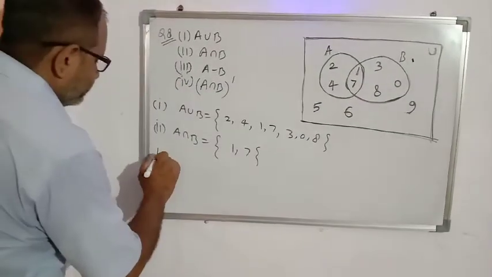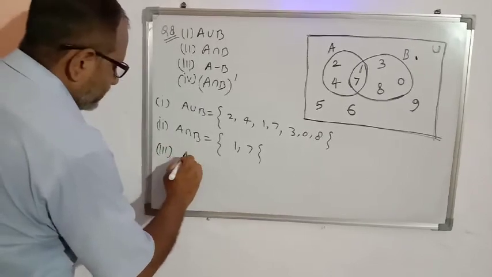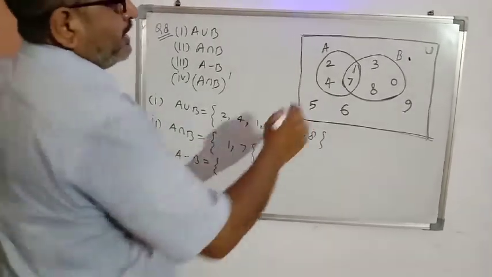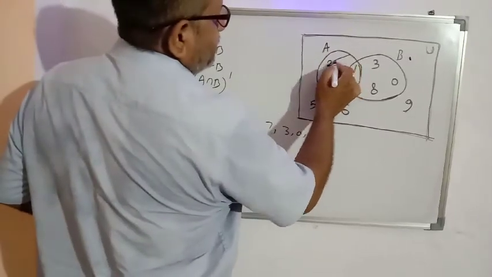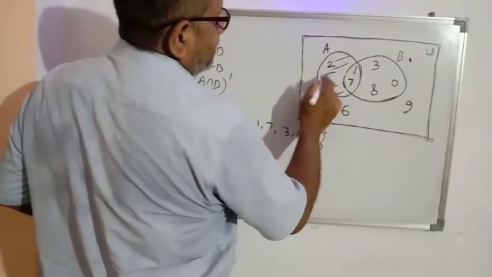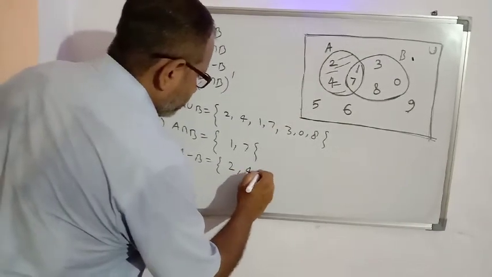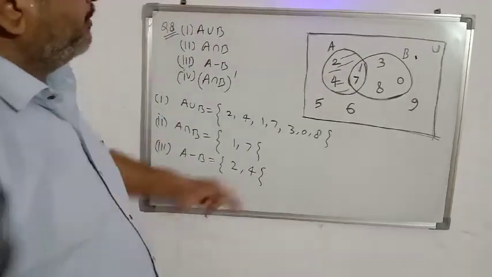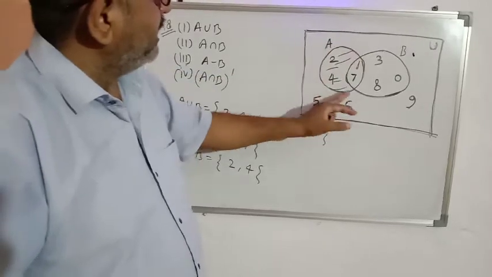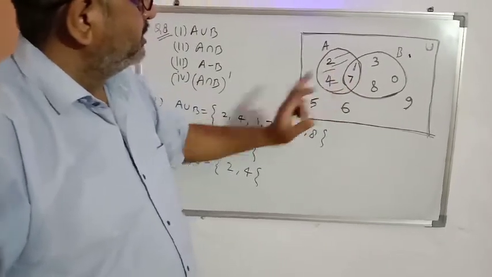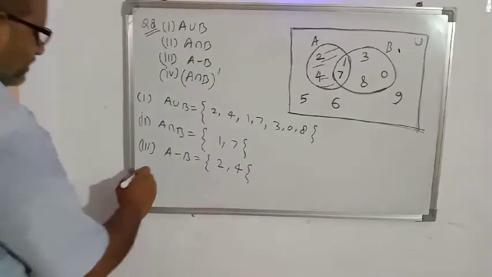And third one, A minus B. So what is A minus B? A minus B is this region. This is A minus B. So 2 and 4. A minus B means from the circle A, we will remove the common elements, the common region 1, 7. So 2, 4 is A minus B.